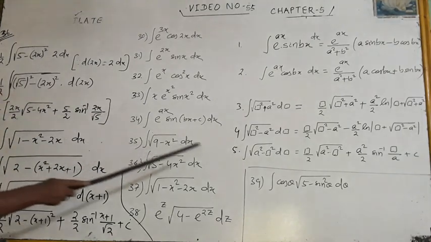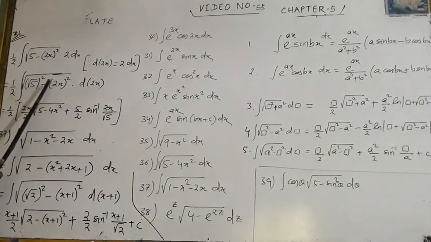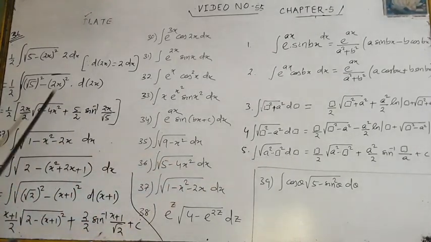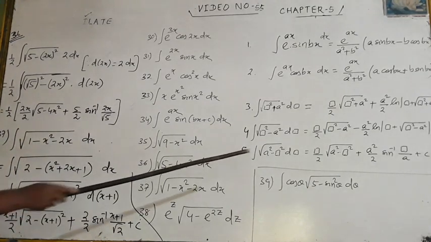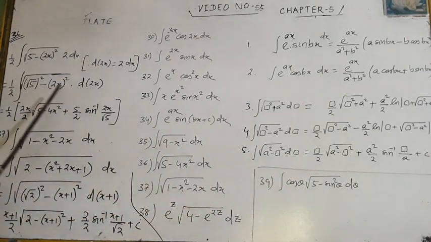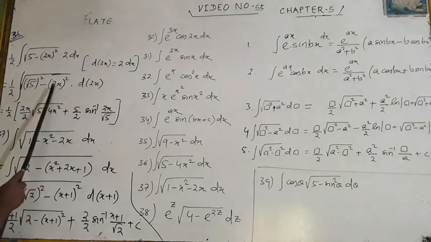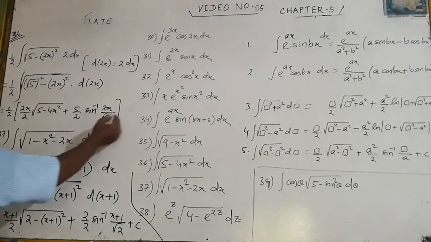Now look at the formula here. It is square root of a square minus box square, derivative of box. It is box by 2. As half is a constant there, keep it outside. Now as your answer, it is box by 2, where box is 2x, so 2x by 2 into square root of 5 minus 4x square, plus a square by 2, that is 5 by 2 sin inverse 2x by root 5, plus c. You will write a constant there.